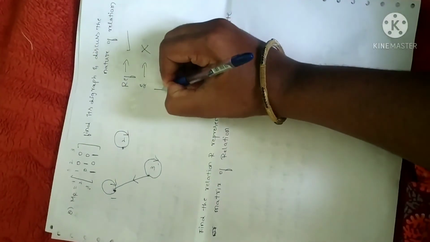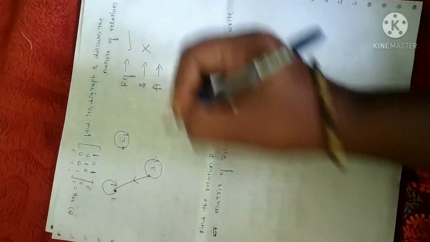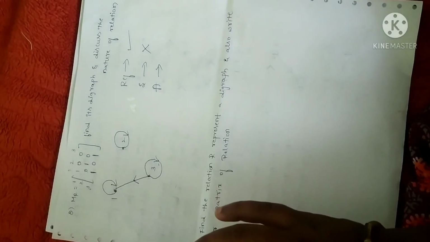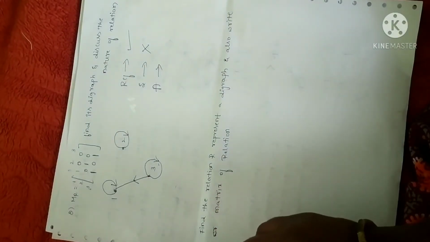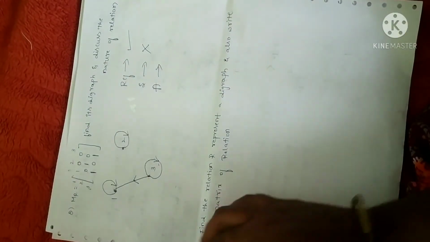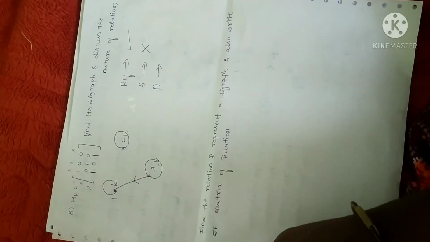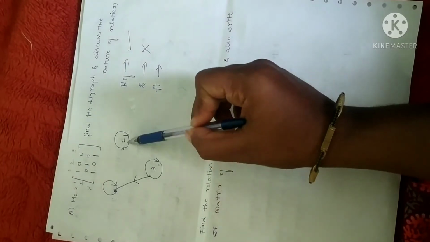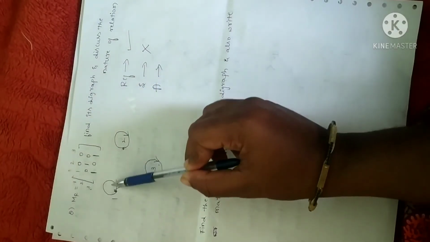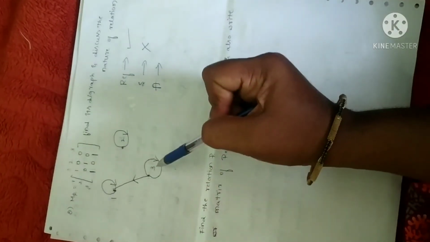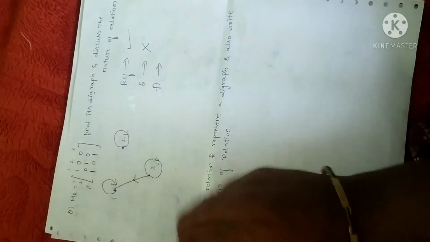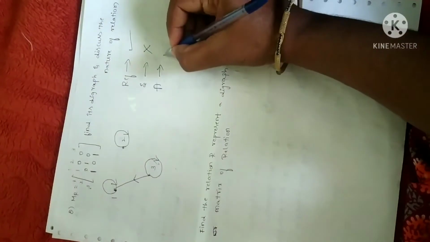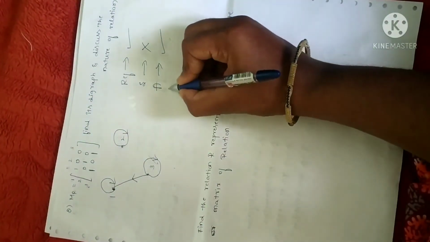Fine. Next, let me talk about antisymmetric. There should not be any bidirectional edges. If there is no bidirectional edge, we can say antisymmetric, right? In this case, there is no bidirectional edge, right? We don't have an edge from 1 to 2 and we don't have an edge from 3 to 2. No matter whether there is an edge or not, anyhow we don't have any bidirectional edge. So it is an antisymmetric relation. Fine. Now talk about transitive.